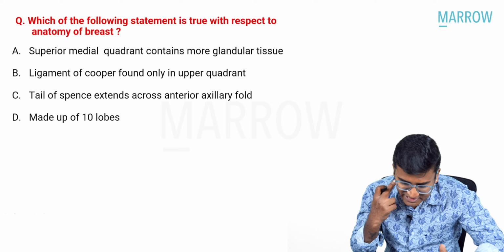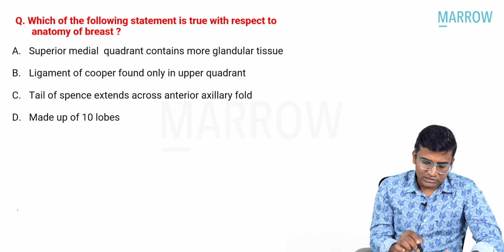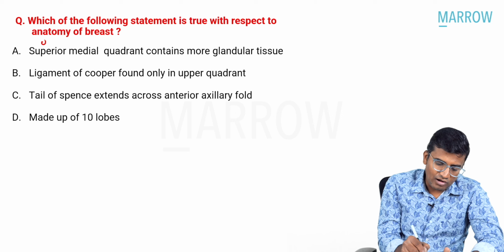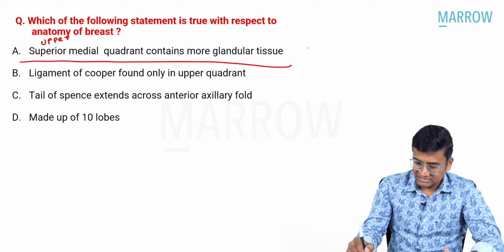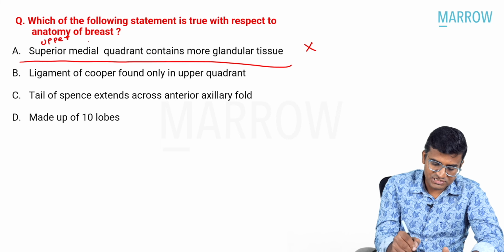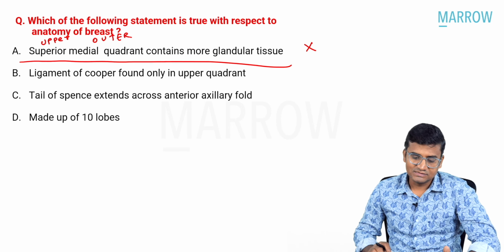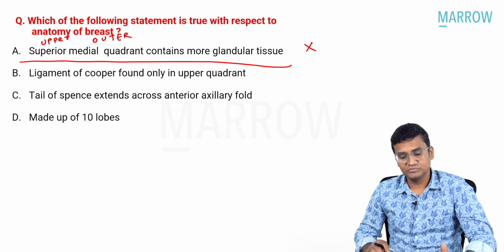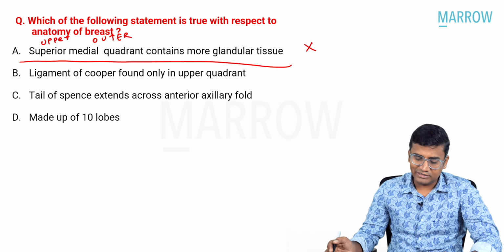Which of the following statements is true with respect to the anatomy of the breast? Now, supromedial or upper medial quadrant contains more glandular tissue. It is wrong. In the breast, the upper and outer quadrant contains more glandular tissue. Upper lateral or upper outer quadrant contains more glandular tissue. This is not correct.